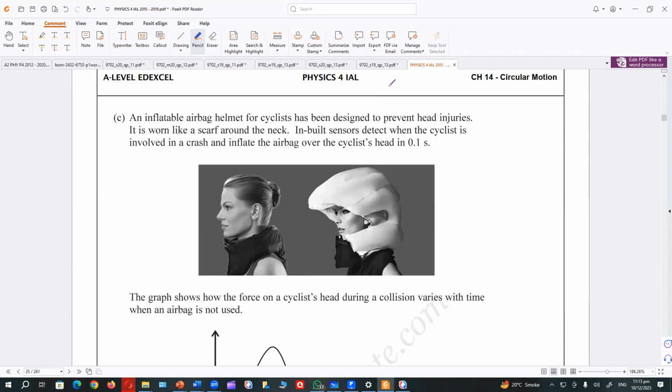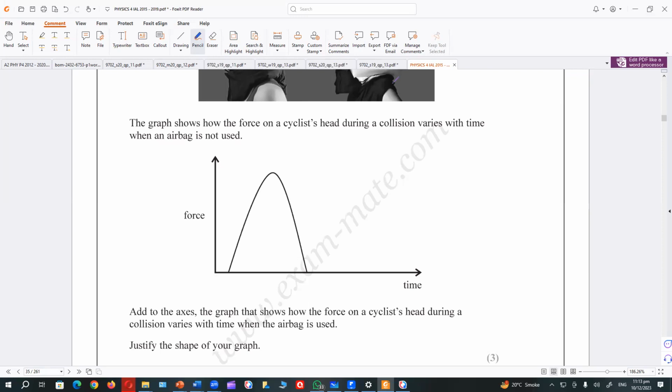An inflatable airbag helmet for cyclists has been designed to prevent head injuries. It is worn like a scarf around the neck. Inbuilt sensors detect when the cyclist is involved in a crash and inflate the airbag over the cyclist's head in 0.1 second. The graph shows how the force on a cyclist's head during a collision varies with time. It's a force against time graph. Add to the axes a graph that shows how the force on a cyclist's head during collision varies with time when the airbag is used.